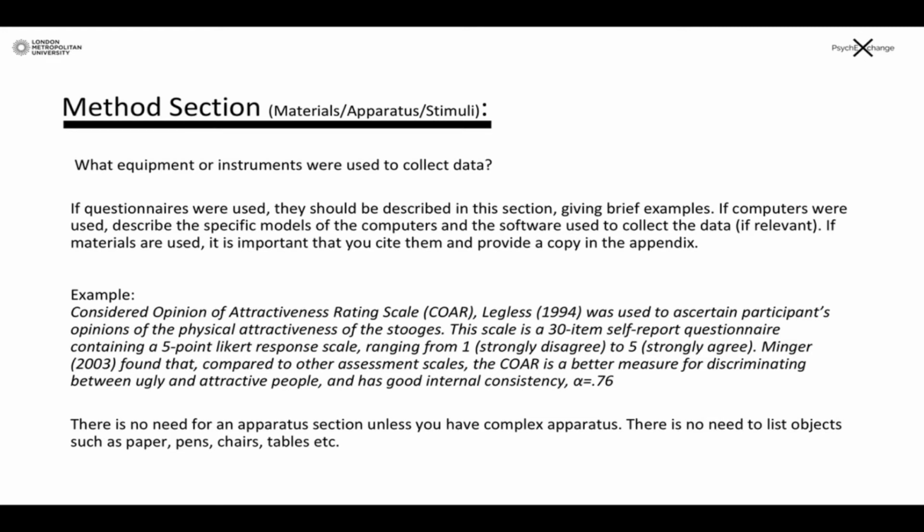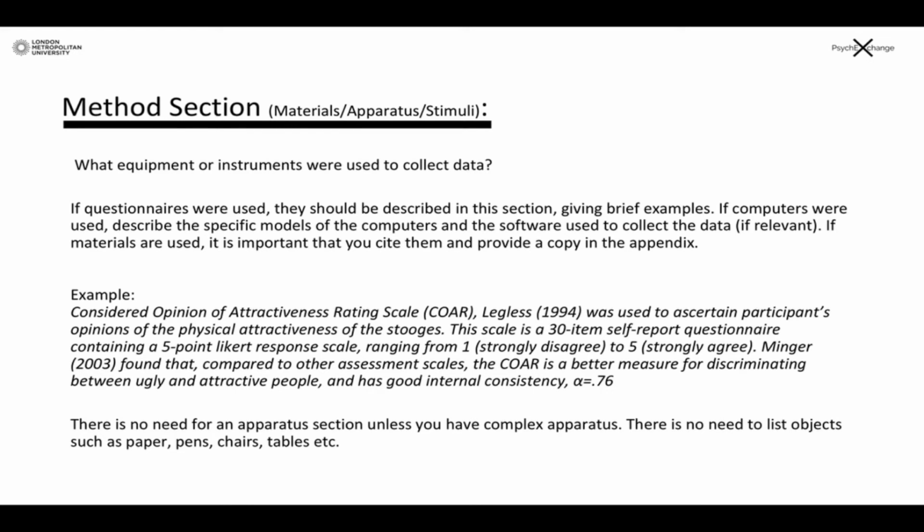Next up, there is the material section. This could also be the apparatus or stimuli section depending on your report, as discussed earlier. Essentially, this is where you discuss what equipment or instruments you have used to collect your data. If you've used questionnaires, you would provide details of the questionnaires here. If a computer program was used, you would include details on the computer and the program. Whatever material or stimulus was used, you would include details here.